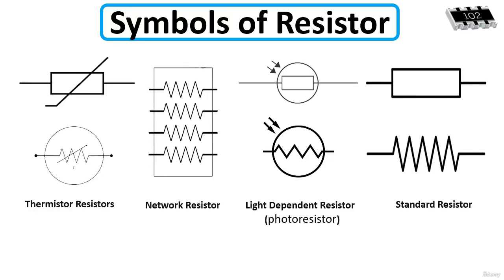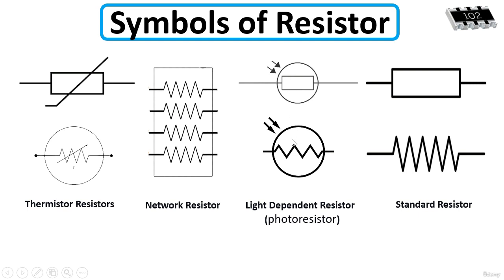Symbols of resistors. As you can see here, all these symbols are for resistors. For example, these two symbols are for the standard resistor. Basically, this is a US symbol, and this is the universal symbol. So these two symbols are for the standard resistor.